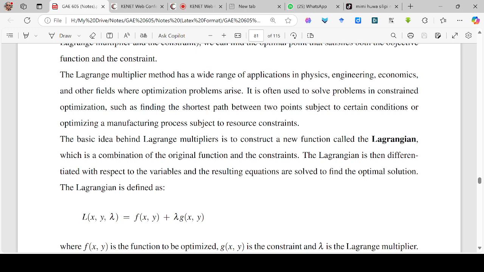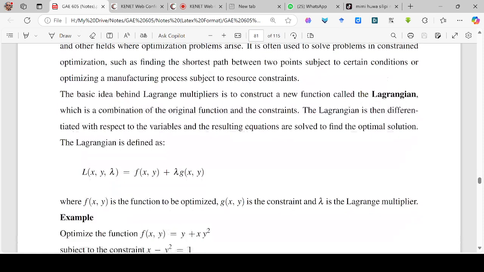So the basic idea about this method is to construct a new function that we call the Lagrangian, which is a combination of the original function and the constraint. So the Lagrangian is then differentiated with respect to the variables, and the resulting equations are solved for the optimal solution.